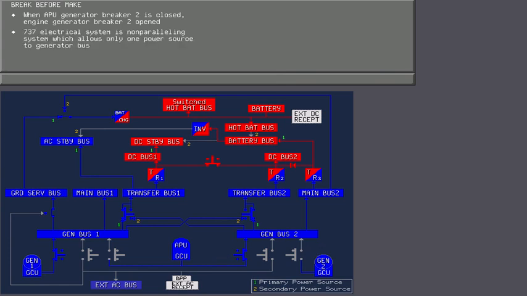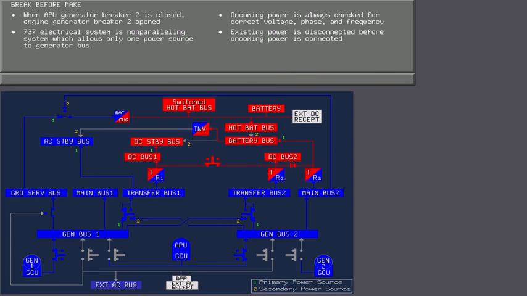The 737 electrical system is a non-paralleling system, which allows only one power source to a generator bus at any given time. Oncoming power is always checked for correct voltage, phase, and frequency. If oncoming power is correct, the existing power source is disconnected automatically before the oncoming power source is connected. This feature is known as break before make.